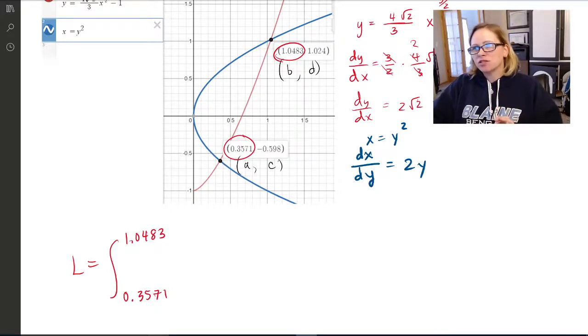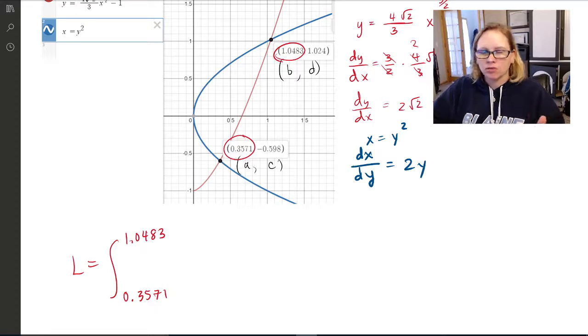Desmos will round, so unfortunately it's only rounding to 4 places. Really, we should be going to more than 4, but Desmos, this is what it gives me. So I'm going to use this for now. But please know that if you're ever integrating and you find the intersection values in your calculator, you should go out to a minimum of 6 places in your calculator.